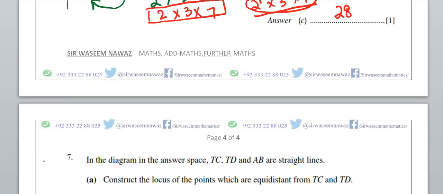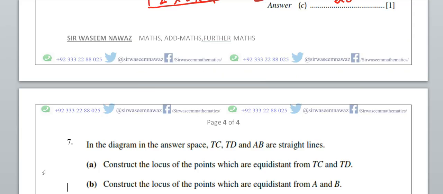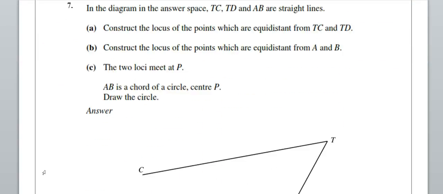Okay, question number 7. In the diagram in the answer space, TC, TD and AB are straight lines. Construct the locus of the points which are equidistant from TC and TD. I'm sorry that this question is of construction, so I can't do the construction accurately, but I will try to explain how you can construct these types of questions. In fact, I have discussed in class in quite detail how you will do that.